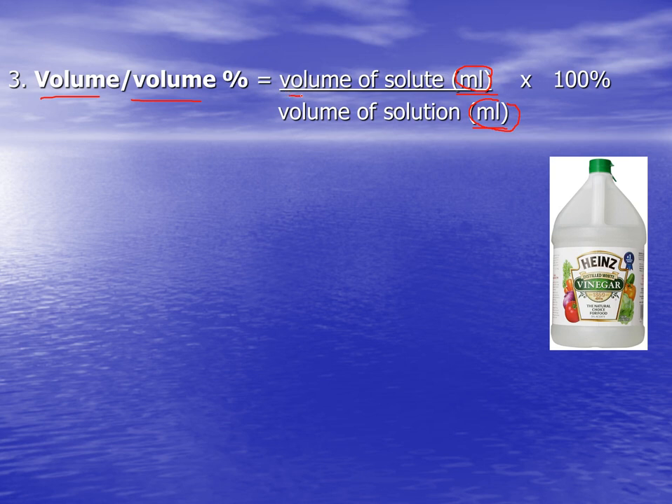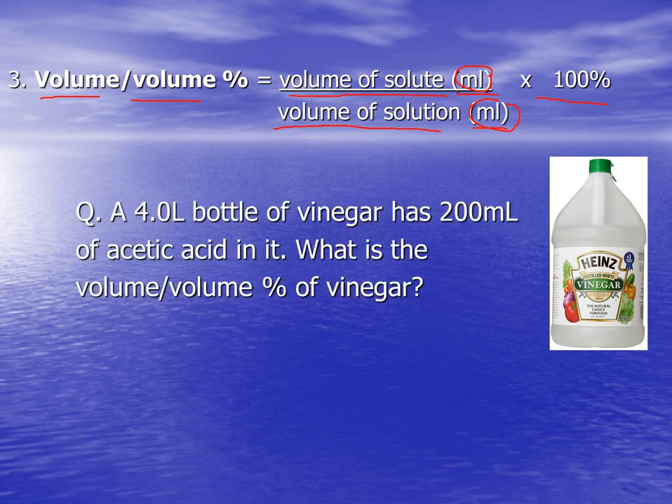Same idea as the last 2. You take the volume of the solute, the portion, and you divide by the volume of the entire solution. Multiply that by 100 and we have it as a percentage. So if a 4-liter bottle of vinegar has 200 milliliters of acetic acid in it, what is the volume percentage of vinegar? Both these are milliliters. Sorry, this one's milliliters, this is in liters.